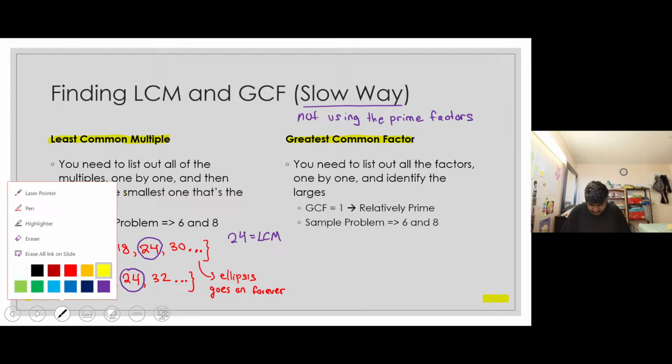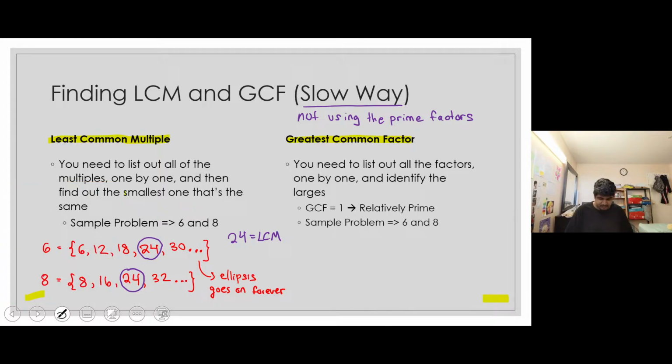So let's think about the factor sets of, again, 6 and 8. So thinking of the factor set of 6, what are the different factors of 6? Well, 6. Let's use red for that.